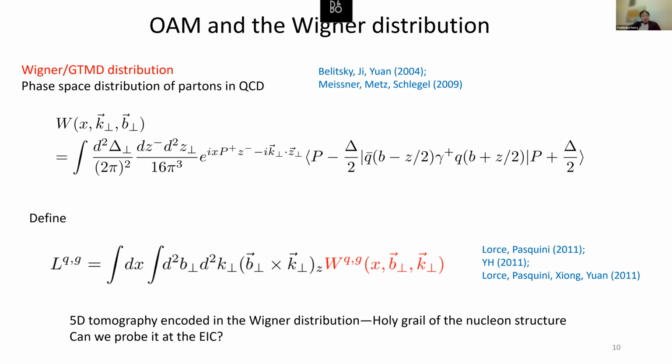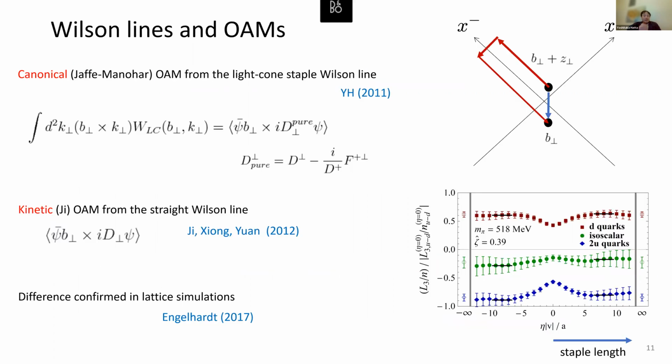So the measurement of the orbital angular momentum is almost equivalent to the measurement of the Wigner distribution function, which is an unprecedented challenge. Nobody has ever measured the Wigner distribution function. So that's a very challenging problem. But this is an interesting question on its own, because you can see the impact of the Wilson line in this definition.